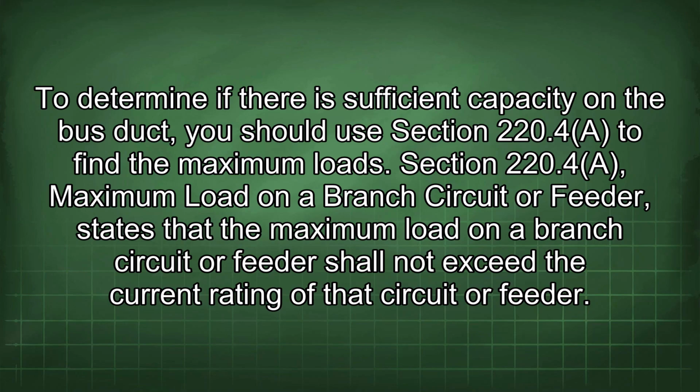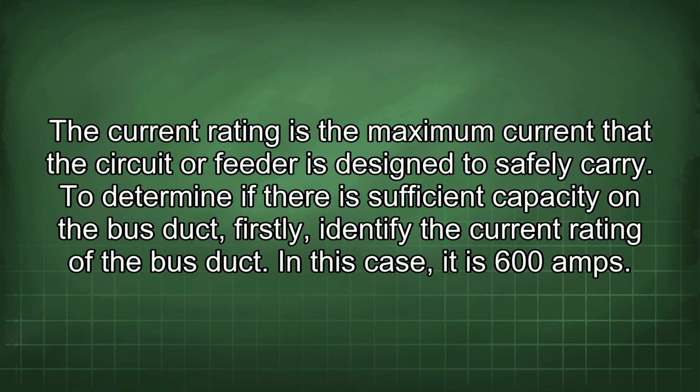To determine if there is sufficient capacity on the bus duct, you should use section 220.4 to find the maximum loads. Section 220.4(a), maximum load on a branch circuit or feeder, states that the maximum load on a branch circuit or feeder shall not exceed the current rating of the circuit or feeder. The current rating is the maximum current that the circuit or feeder is designed to safely carry.